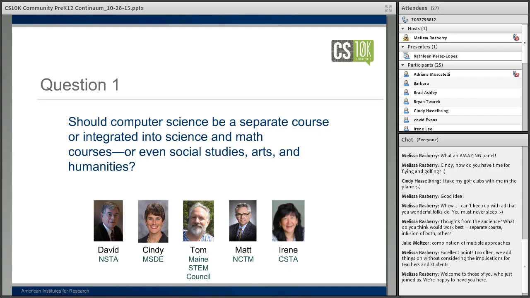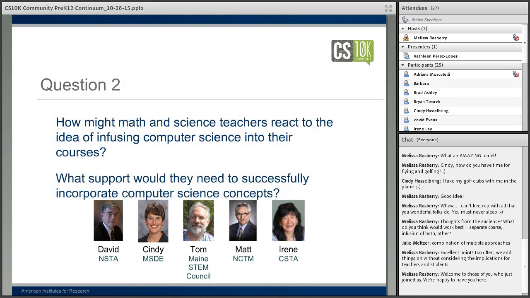Mm-hmm. So, Tom, did you want to explore this any more? No, I'm fine. Thank you, though, Kathleen. Okay. It's really interesting. So, if we are infusing the math and the computer science into the math and science courses, how would the teachers react to that idea, and what kind of support would they need to incorporate the computer science concepts?